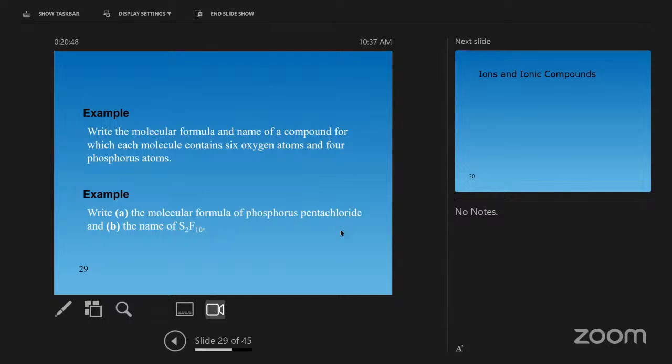PCl5, correct. And then the next one they're asking for the name of S2F10. Well, S2F10. Disulfur penta... Exactly. All right, very good. So based on what we have covered, you should now be able to do, in addition, number 3.